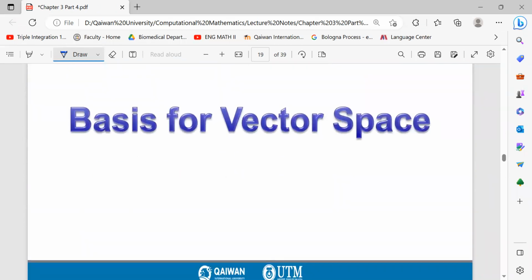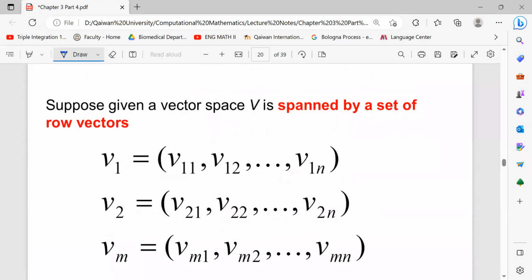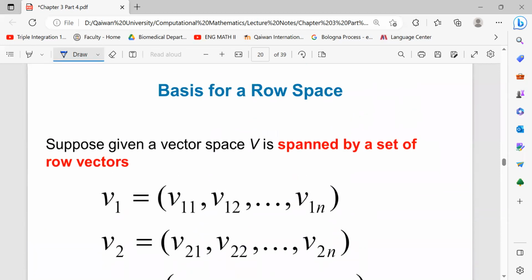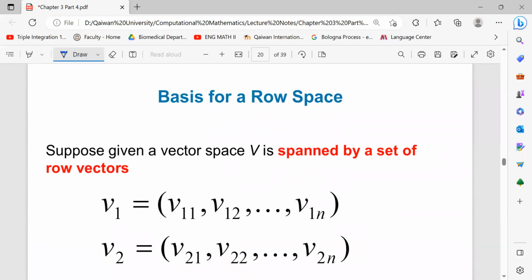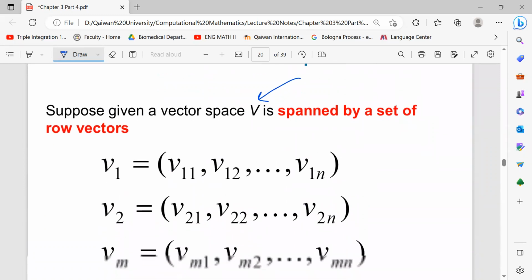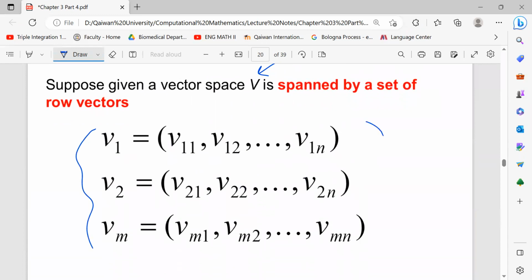Then we have the basis for a vector space. What if we have a vector space? How to find the basis for it? It's similar to the previous one. We write down the vectors in a matrix form. Then we do the same. Look, it says suppose a given vector space V is spanned by the set of these vectors, up to vn.